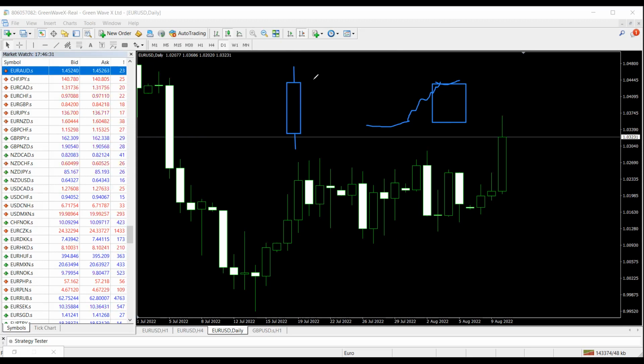This one could be the open, this one could be the close, or this one could be the close, and this one could be the open. How do we know which one is which? How do we know that? We know that by the color of the candle.